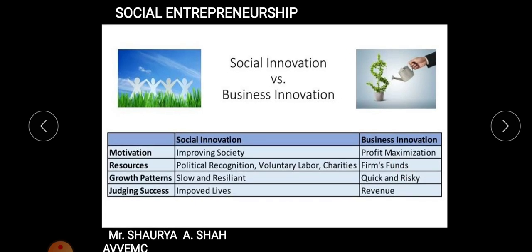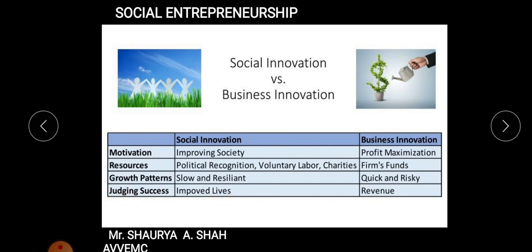Motivation and resources. Growth pattern, what is the growth pattern of your social innovation? It is slow and resilient, right? So again, definitely in order to bring any change in the society, you take a longer period of time compared to other innovations, right? So it is slow and resilient. Here it is quick and risky. Every day new innovation takes place in business, right? Again the technology changes, again the needs change, again the preferences change, so products also change accordingly, right? So it is quick and risky. It may or may not work, right?